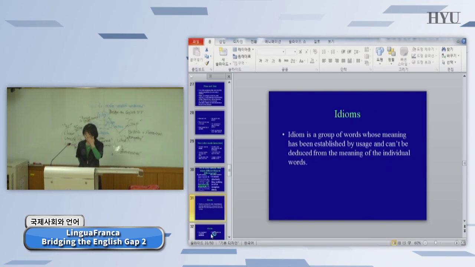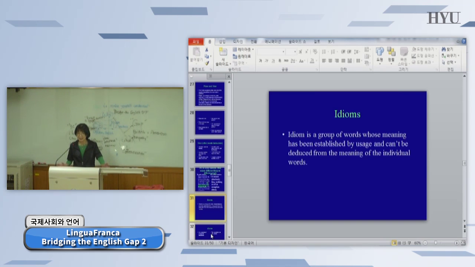So what is an idiom? An idiom is a group of words whose meaning has been established by usage and cannot be deduced from the meaning of the individual words. So idiom is culture bound. It is a group of words, but we cannot understand what it means from each word. It has some culturally implied meaning. So for offshore English speakers, it is difficult to understand idioms because they are culture bound.